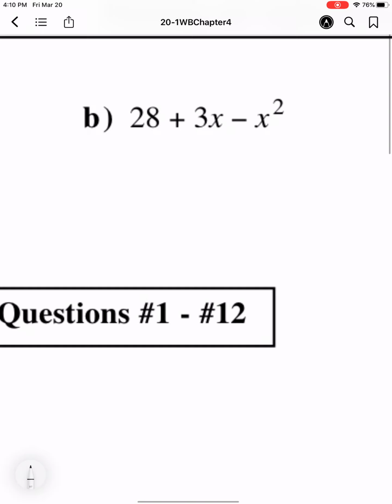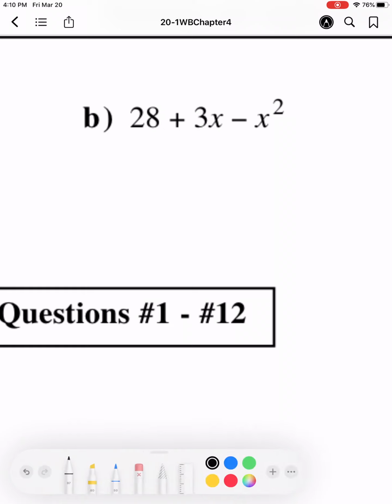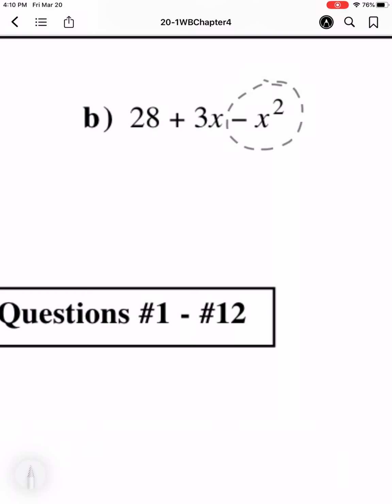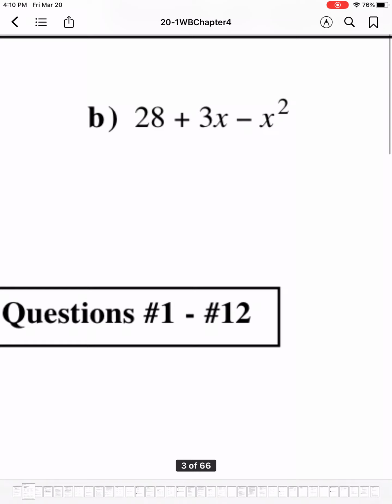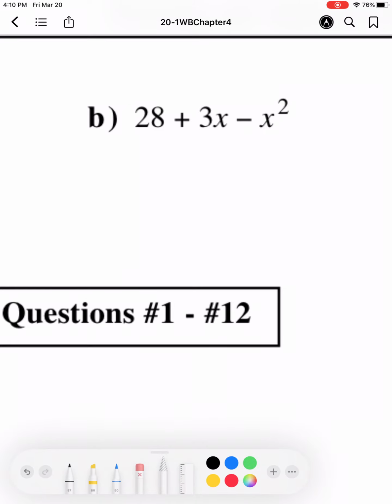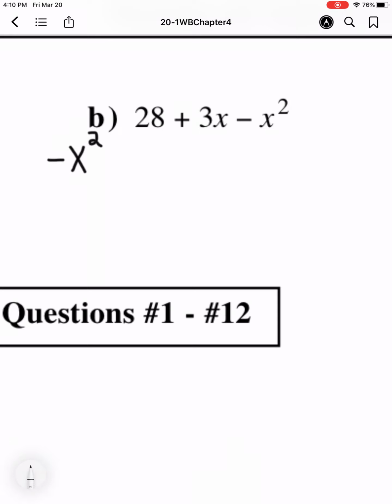This one here, we just have to check. What we notice here is we have an issue with the x being at the back. Since the x is at the back, we're going to move it to the front. So let's rewrite this and put it at the front. Negative x squared. Put the 3x in the middle because it's where we want it, 3x, and plus 28. So we rearrange it to the order we like, but there's still an issue.